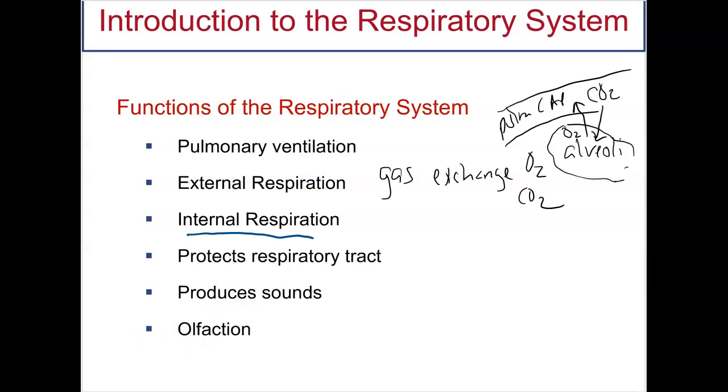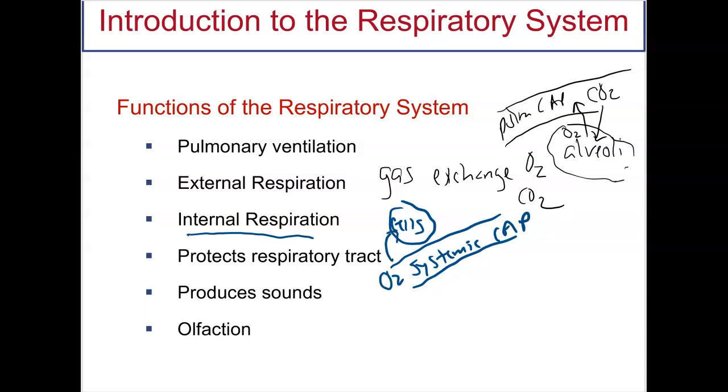Internal respiration, on the other hand, is gas exchange that happens between our tissue cells, so all cells of the body. And this time when we're looking at blood, we're looking at our systemic capillaries. And in this case, we still have the exchange of oxygen and CO2, but now the oxygen is going to the cell, and the CO2, remember, is produced by the cell, by those mitochondria, and it's a waste product, so it's sent into the blood. We also know that the respiratory system has protective mechanisms within it. We know it produces sound, and our nose also functions for smell, olfaction.